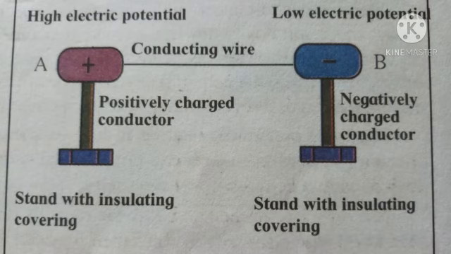A positive charge flows from a point of higher potential to a point of lower potential, and for negatively charged, it means what? Electrons flow from a point of lower potential to a point of higher potential.